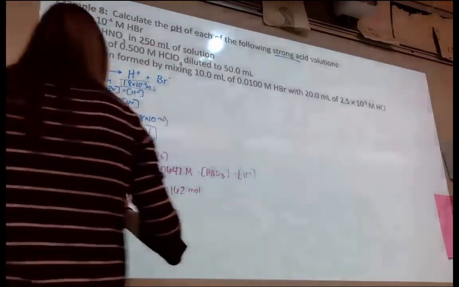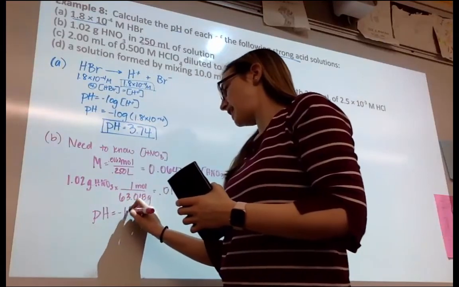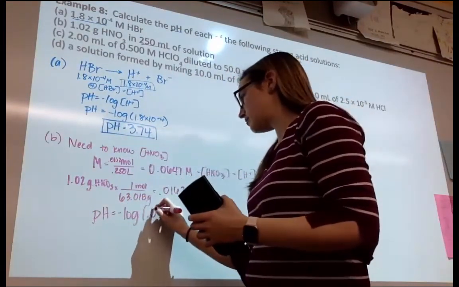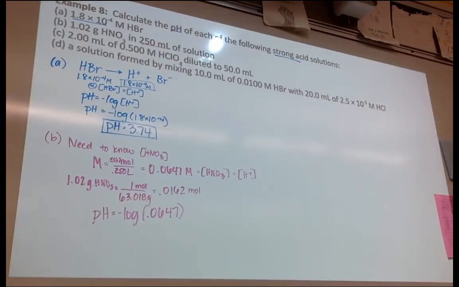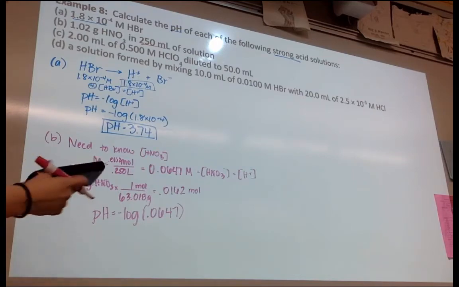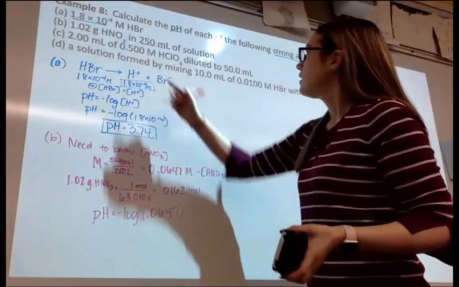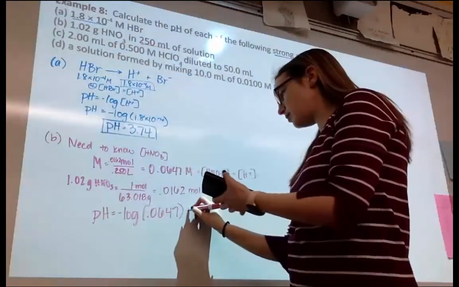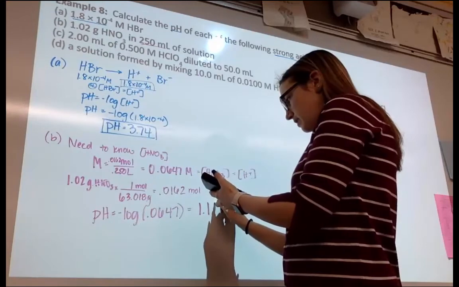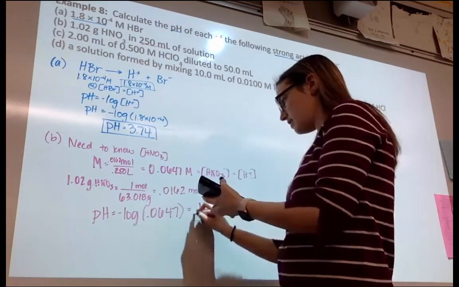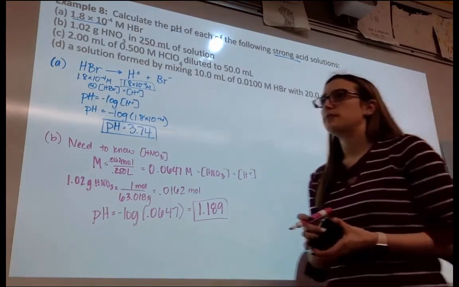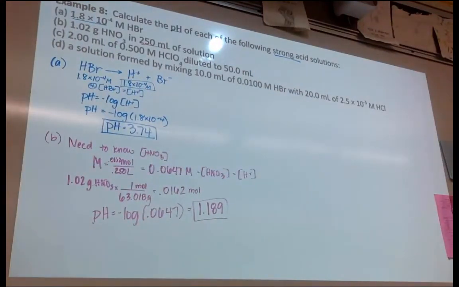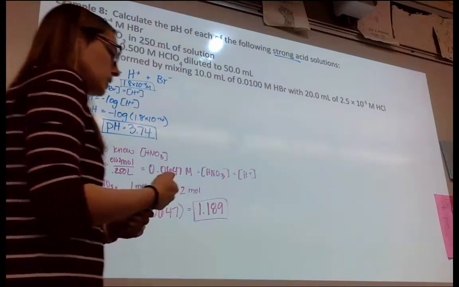Now I can find the pH. pH is negative log of the H plus concentration, 0.0647. I'm going to just leave everything. I always just leave it in my calculator. I'm going to just do 3 sig figs. I'll do 3 decimal places here. 1.189. Now I want you to notice both of these values of pH. Notice how they're well below 7 because they're strong acids. So these are well below 7.